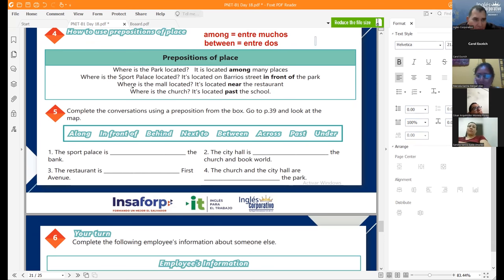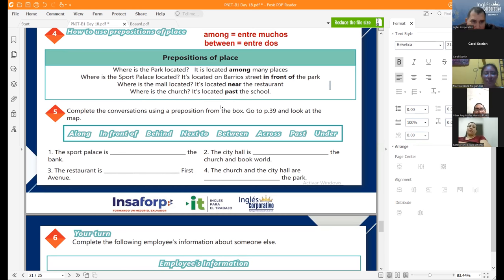Okay, so, where is the Sport Palace located? ¿Dónde está ubicado el Sport Palace? Where is the Sport Palace located? It's located on Barrio Street in front of the park. Across from the park, but okay.